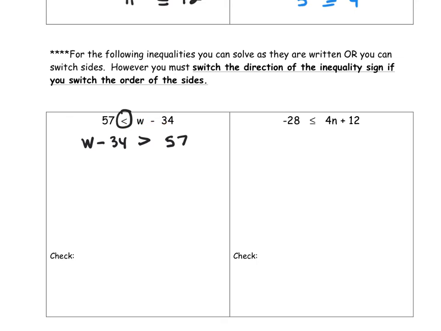We're not going to continue to solve, but I would like you to go ahead and rewrite this inequality if we switch sides. Show me what it would look like if we switch sides. With what we're given, this inequality sign would have to switch to its opposite.